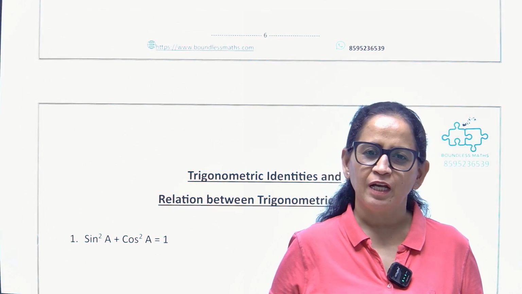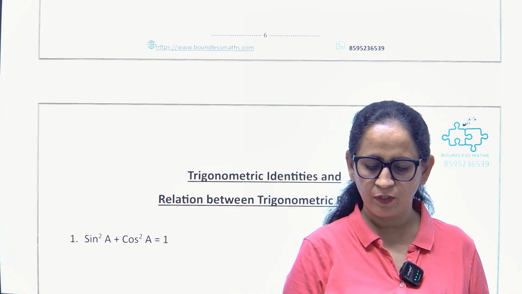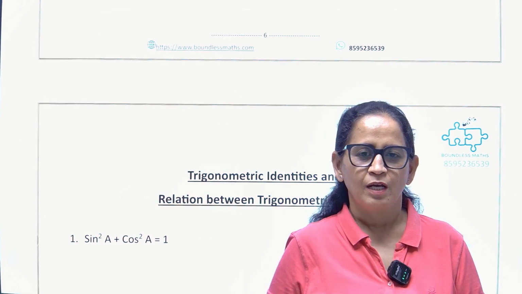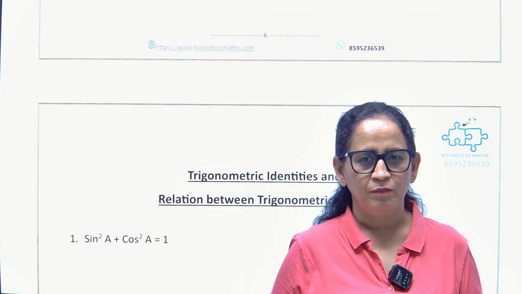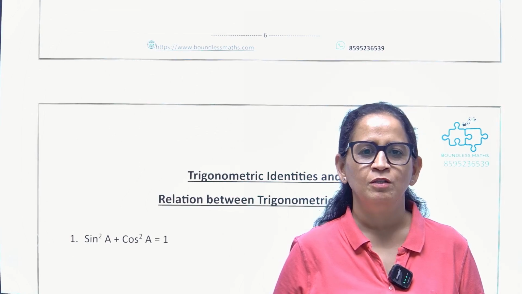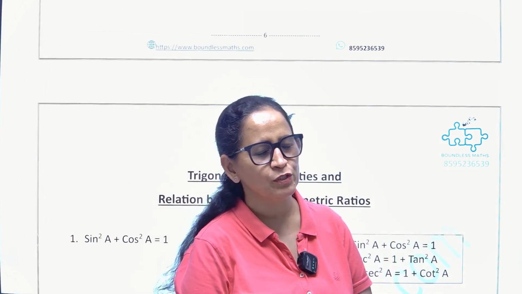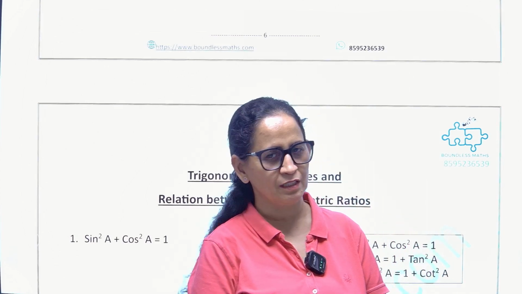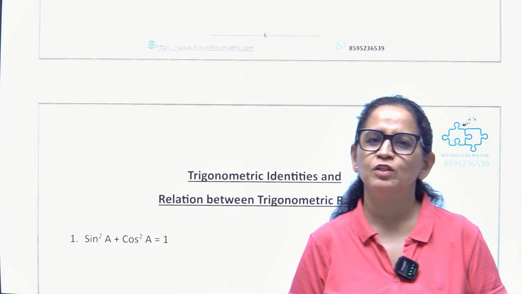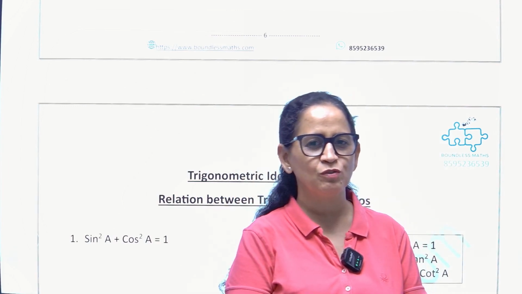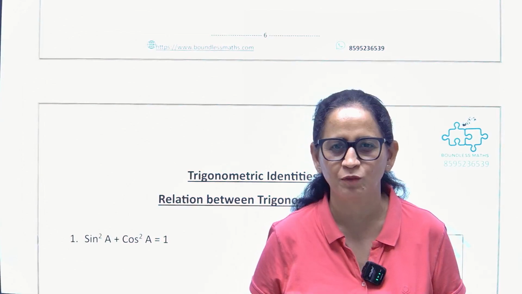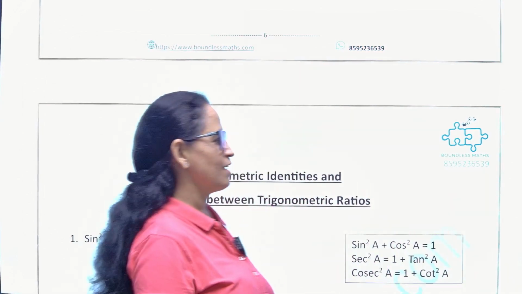In part 1 and part 2 of the trigonometric series, we talked about the definition of the basic trigonometric ratios and the relation between them. Also we looked at the values of these trigonometric ratios for particular angles like 0, 30, 45, 60 and 90 degrees. Now in today's video we are going to have a look at the trigonometric identities and some more interesting relationships between the trigonometric ratios. So let's get started.